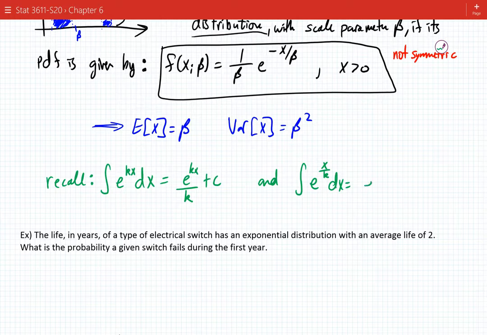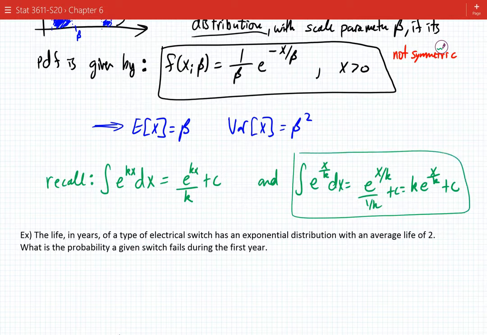Well, then you would have e to the x over k, and you would be dividing by 1 over k. Dividing by 1 over k is the same thing as multiplying by k. So k e to the x over k would be our antiderivative. And we can use that sort of thought process as some prep for doing this type of question.